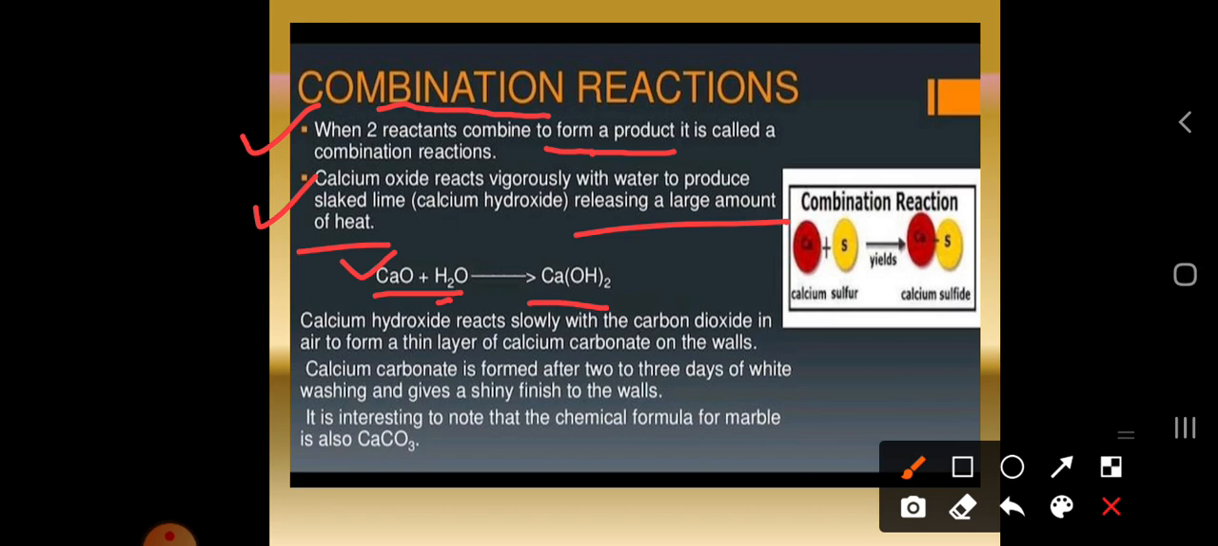Sometimes a simple question can be asked, write the formula of slaked lime, or in match the following it can be asked what is the formula of slaked lime. So the formula of slaked lime is nothing but calcium hydroxide itself. Okay, so what happens next?